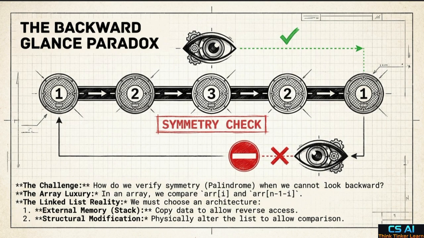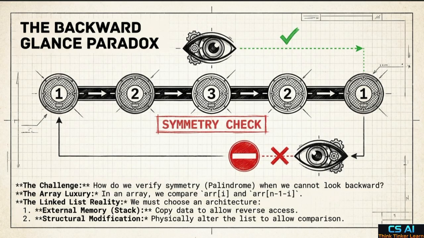Now we move to the backward glance paradox and the palindrome detection. The challenge is clear. How do we verify symmetry or the palindrome when we cannot look backward? The array luxury allows us to easily compare index i with index n minus i minus 1 because of the random access. However, the linked list reality is a bit different.